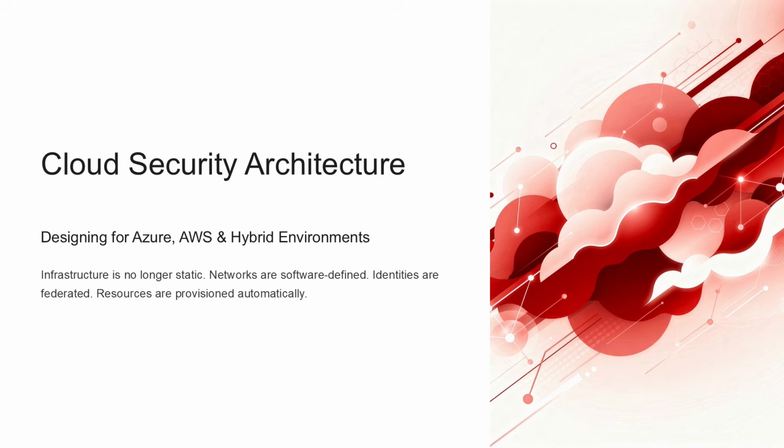Infrastructure is no longer static. Networks are software-defined. Identities are federated. Resources are provisioned automatically. Developers can deploy globally in minutes. If you do not design cloud security architecturally, complexity expands faster than governance can handle. Cloud security architecture is not about securing virtual machines. It is about designing secure platforms at scale.